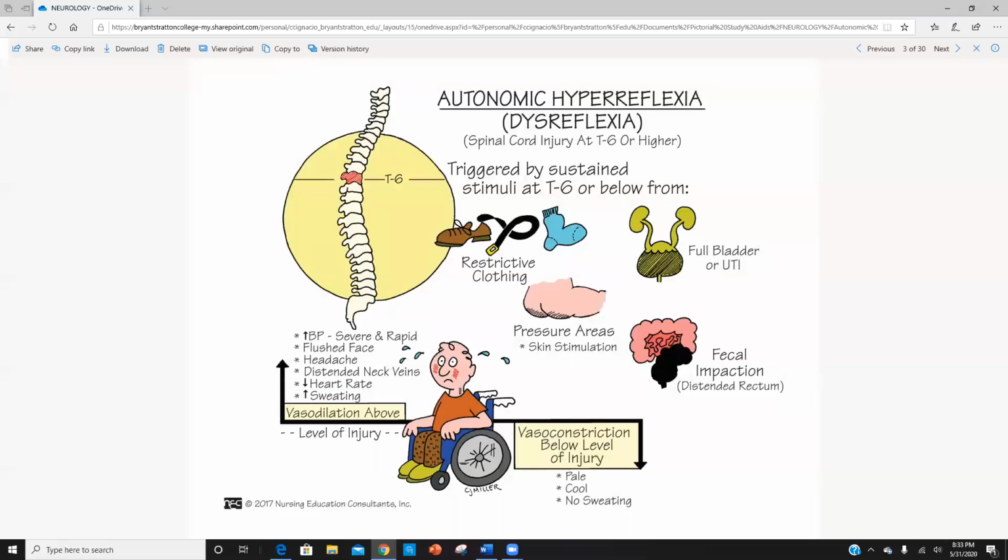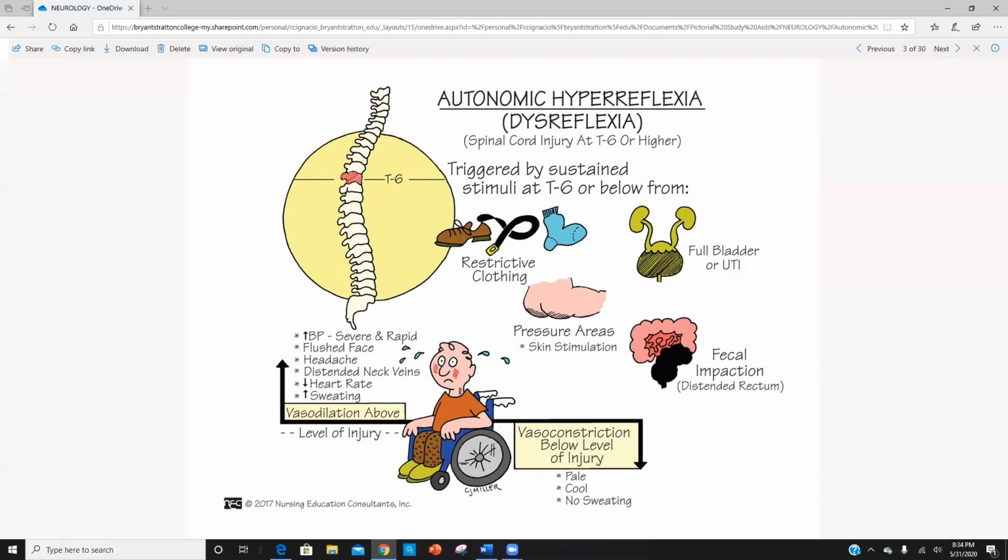And so the issue is that autonomic hyperreflexia will make your blood pressure dangerously high, coupled with very low heartbeats, and it can lead to stroke, seizure, or cardiac arrest. We are also concerned about the patient's breathing. And so this picture is showing things that can offset the condition.